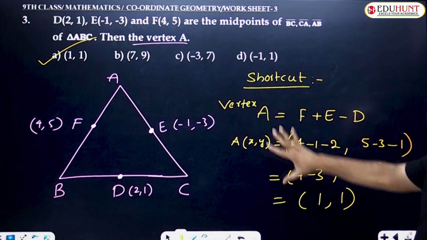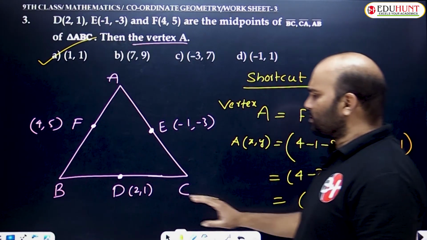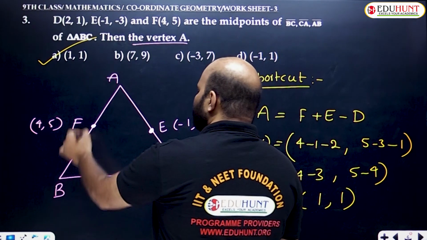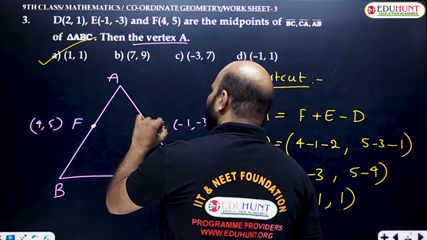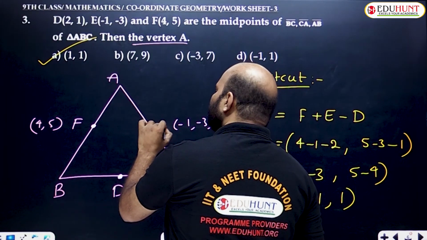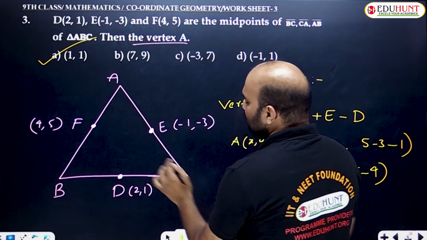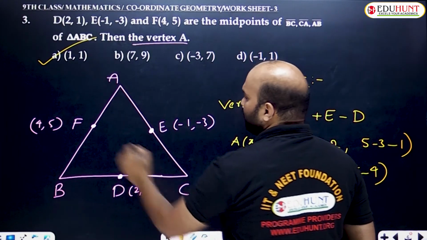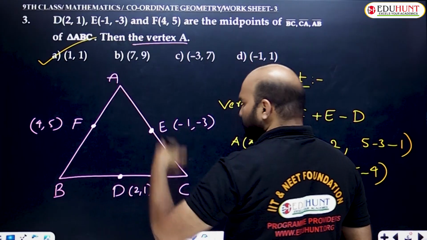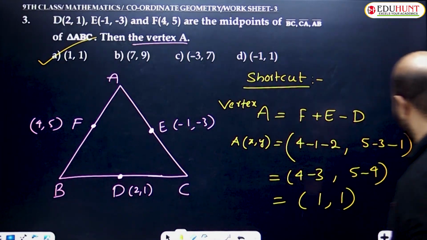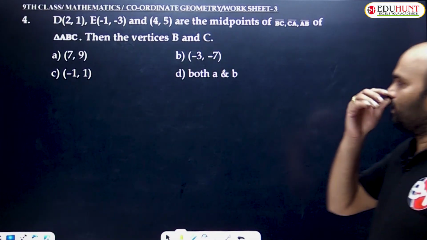But the shortcut form is very important. Suppose the question asks for vertex B coordinates, which one is applied? Adjacent should be added, that is D plus F, and the opposite median taken as a minus: D plus F minus E. If it is asking C coordinates, D plus E minus F. The opposite median is always subtracted from the adjacent medians. That is very important. Am I clear? So let's go to question number 4.